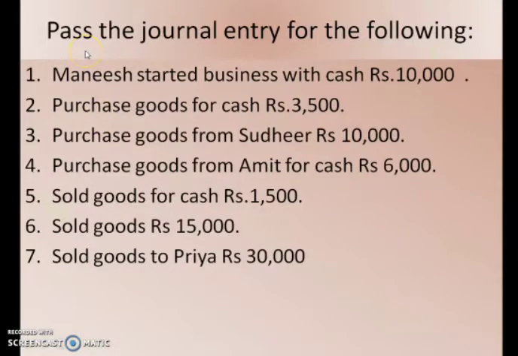Here is one question in front of us. Pass the journal entry for the following. So there are 7 transactions given to you. The first transaction is Manish started business with cash rupees 10,000.